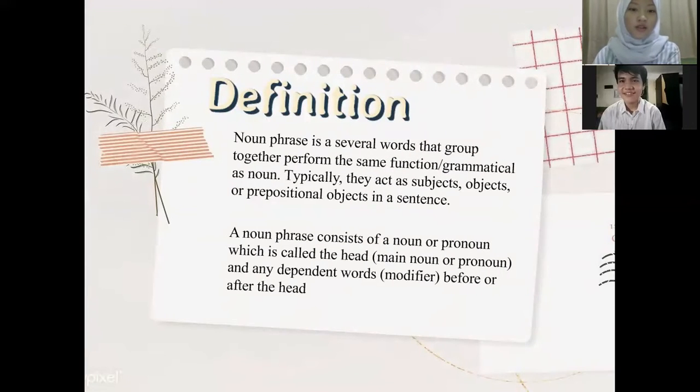Okay, so the definition of noun phrase is several words that group together perform the same grammatical function as a noun. Typically, they act as subjects, objects, or prepositional object in a sentence. A noun phrase consists of a noun or pronoun, which is called the head, main noun or pronoun, and any dependent words, modifier before or after the head.